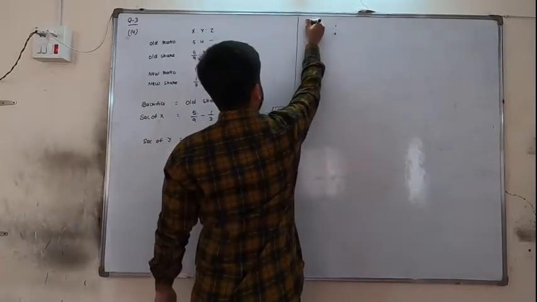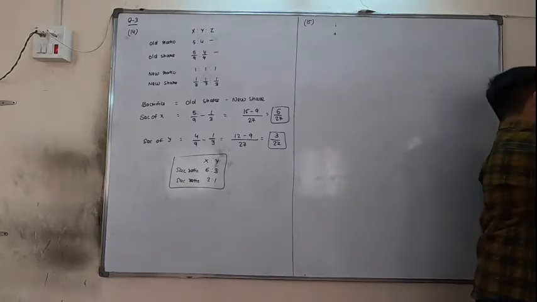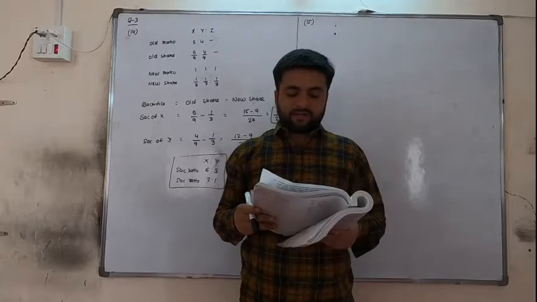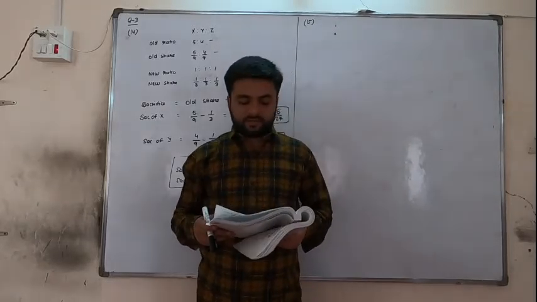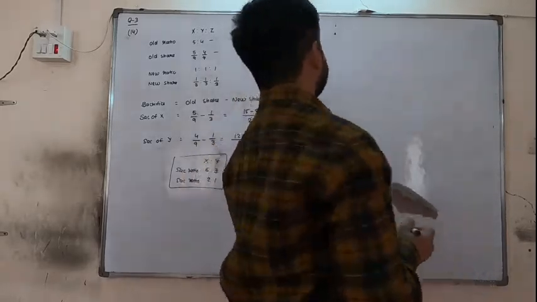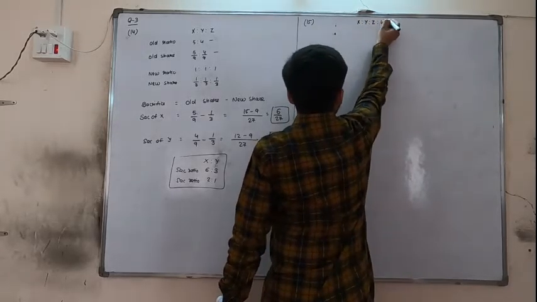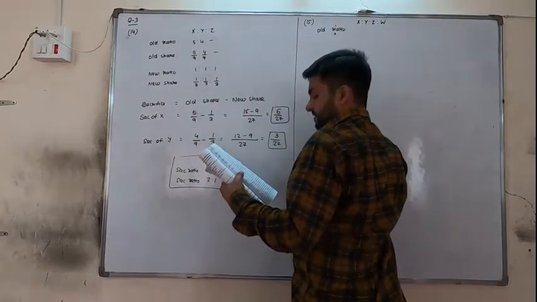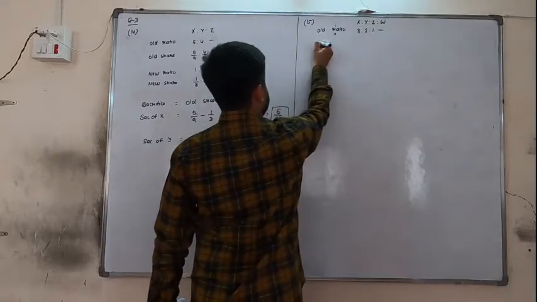Now we will go for the 15th sum. Last small sum. X, Y, Z are partners sharing profit and loss in the ratio of 3 to 2 to 1. Admitted W as a new partner. The new P&L ratio is 4, 3, 2, 3. Calculate only the sacrifice ratio. X is to Y is to Z is to W. Old ratio is 3 is to 2 is to 1 dash.